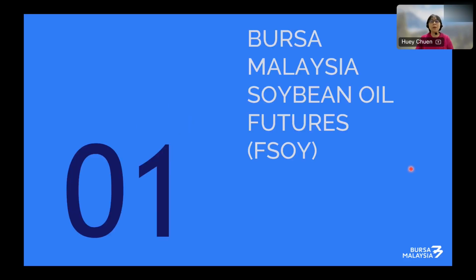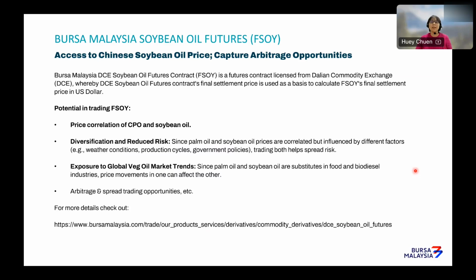I'm sure you're aware that Bursa Malaysia also offers a soybean futures contract, which is FSOY. And this FSOY is actually a combination of products, referring to the DCE, which is short for Dalian Commodity Exchange, whereby the DCE soybean oil futures contract's final settlement price is used as a basis to calculate this FSOY's final settlement price in US dollars.